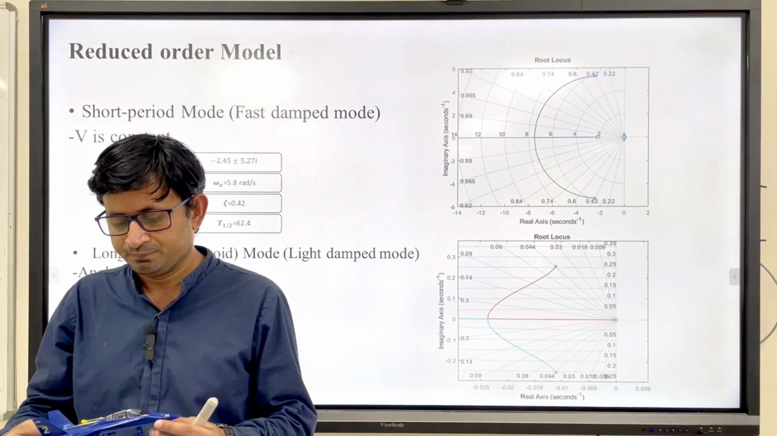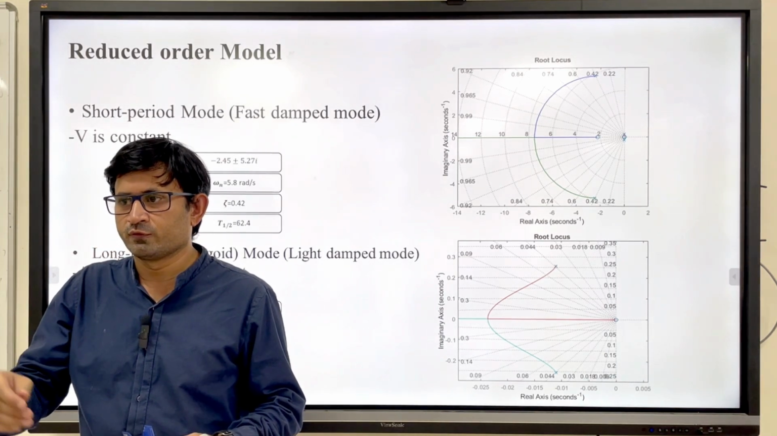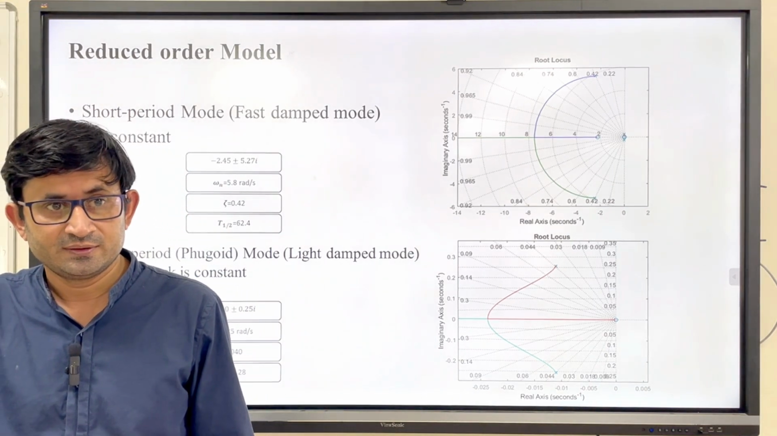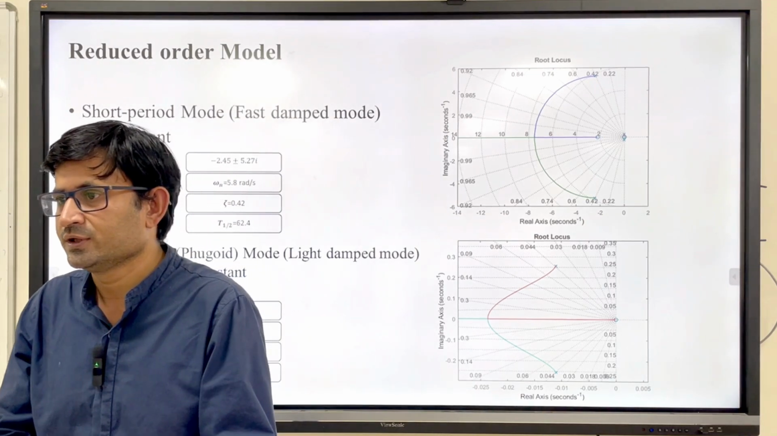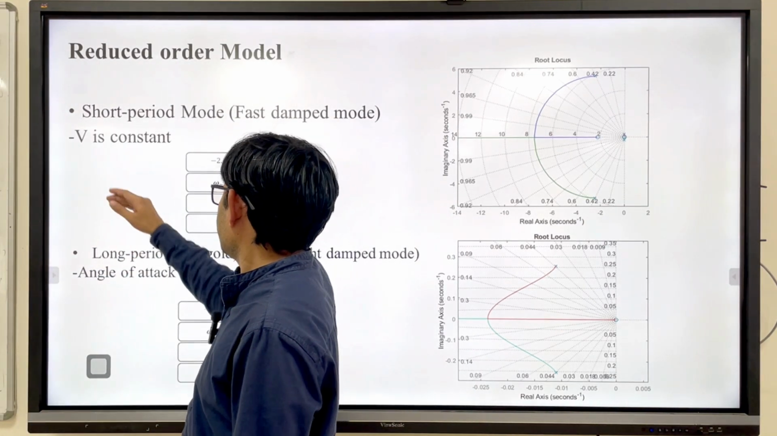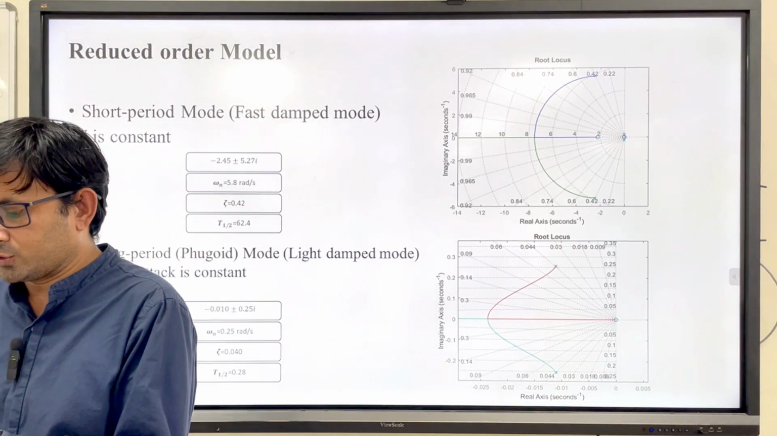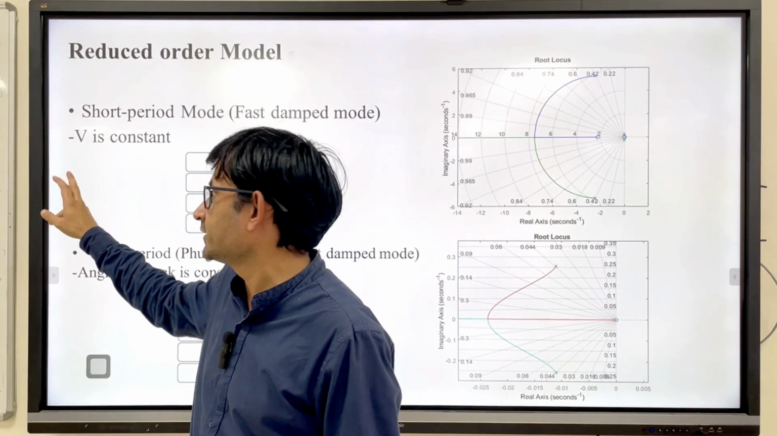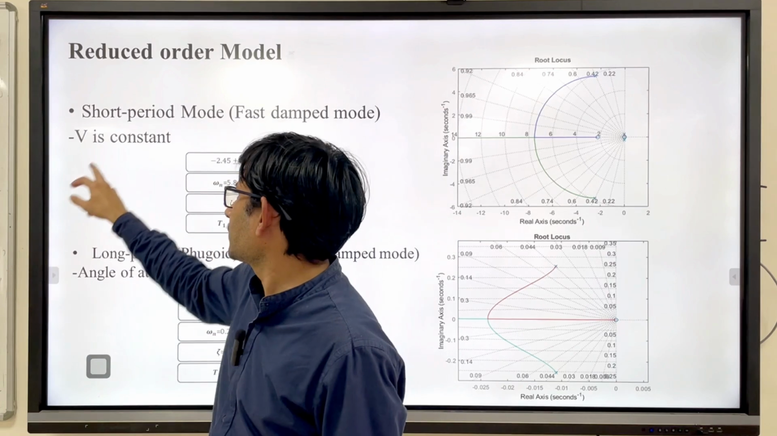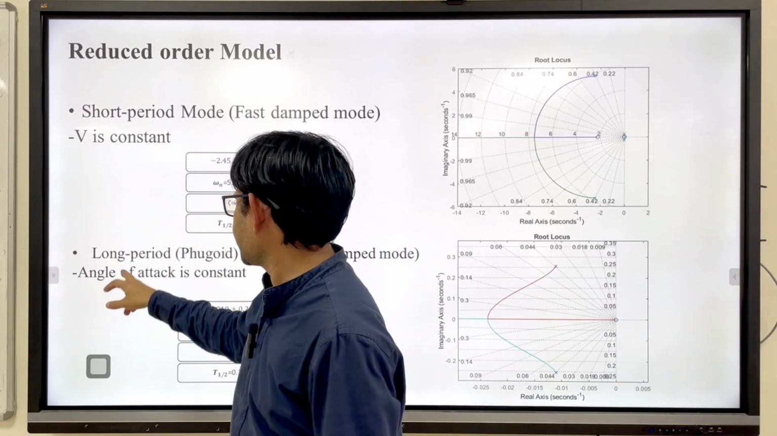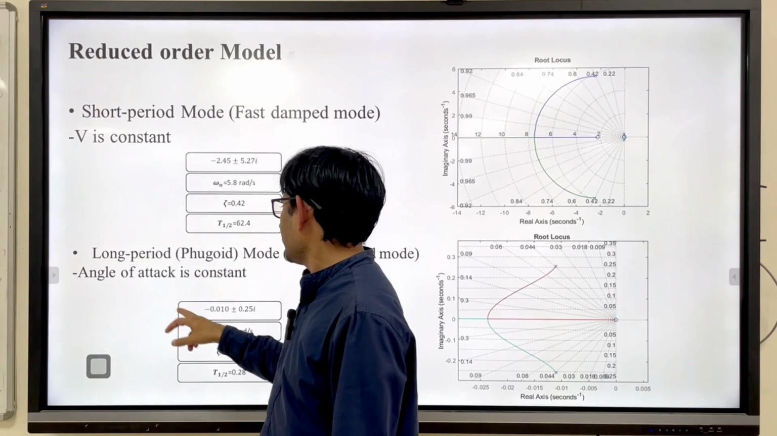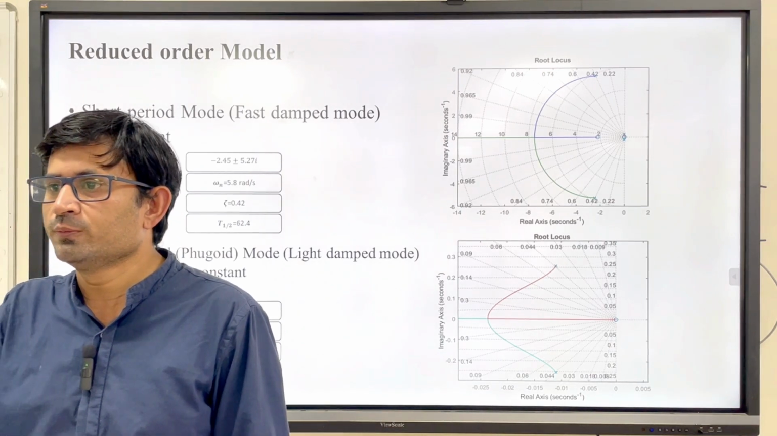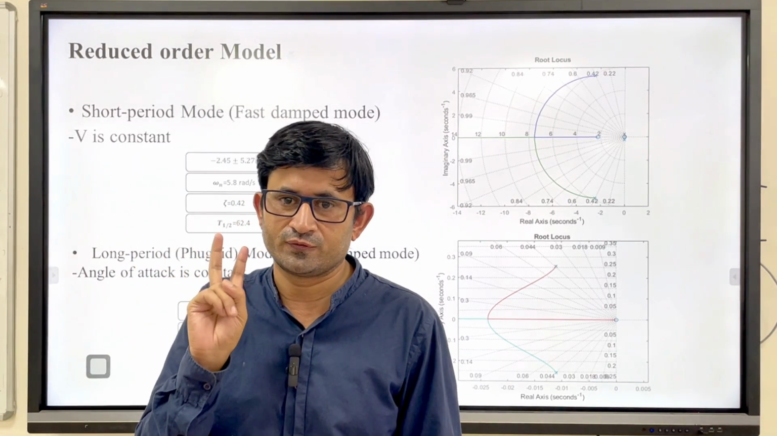See, velocity: when you apply throttle and change the angle of attack, the aircraft will take time to change the velocity, right? And the angle will change immediately. So velocity is a slow variable. That means the aircraft is quickly damped and velocity is not able to find sufficient time to change. That means V is constant, so you can approximate it as the short period mode. And the second one is the long period, the Phugoid mode, where the angle of attack is constant. So we have two modes, one is the short period and the other is the Phugoid mode.